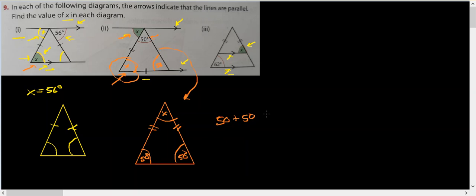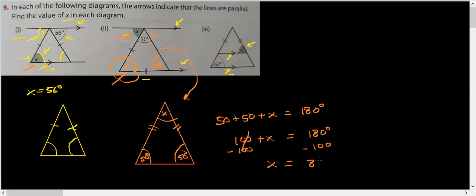So 50 plus 50 plus x has to equal 180 degrees when we add the three of them up. So 50 plus 50 is 100, plus x is equal to 180 degrees. Now we want to find out what x is, so we want to get rid of the 100 on this side. This is plus 100, so we have to minus 100 from this side, and we have to minus 100 from the other side. So these will cancel out, and x is going to be equal to 80 degrees.